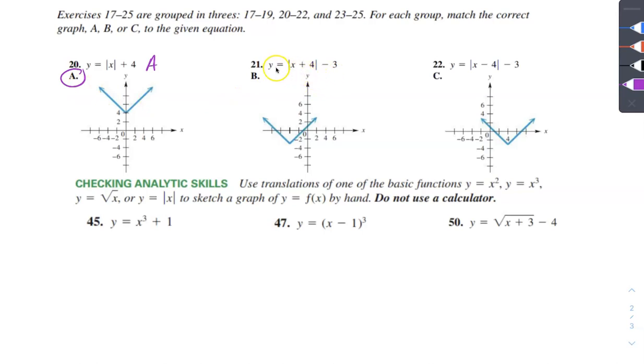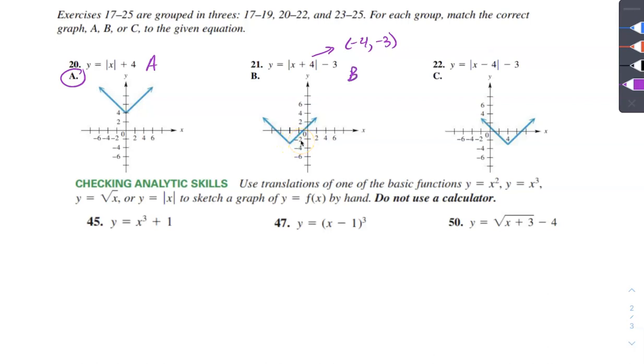Second one, y equals the absolute value of x plus 4, minus 3. So remember, the next way to think about this is, where do you start? Inside opposite, so negative 4. Outside follow, negative 3. So we want to start at negative 4 and negative 3, which would also be that one, just B.